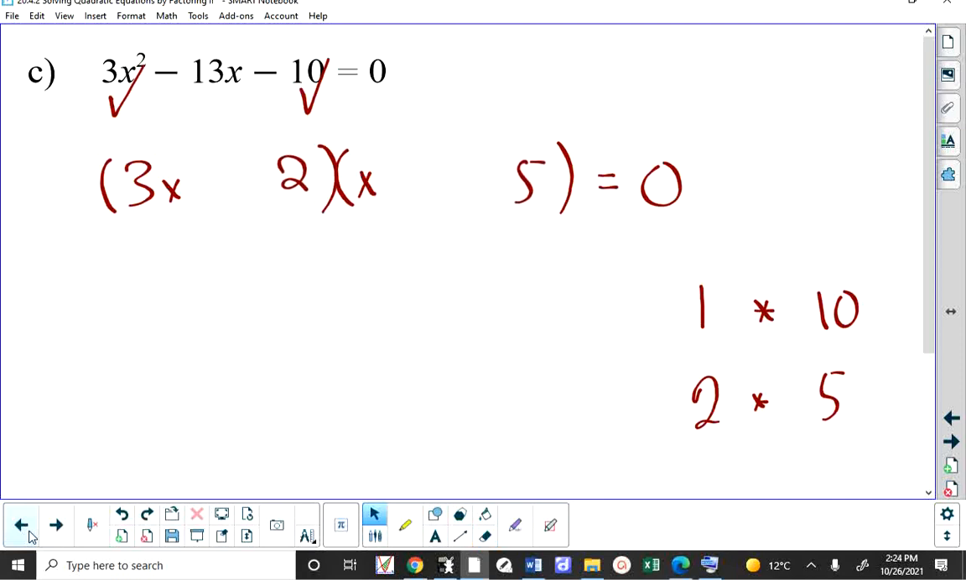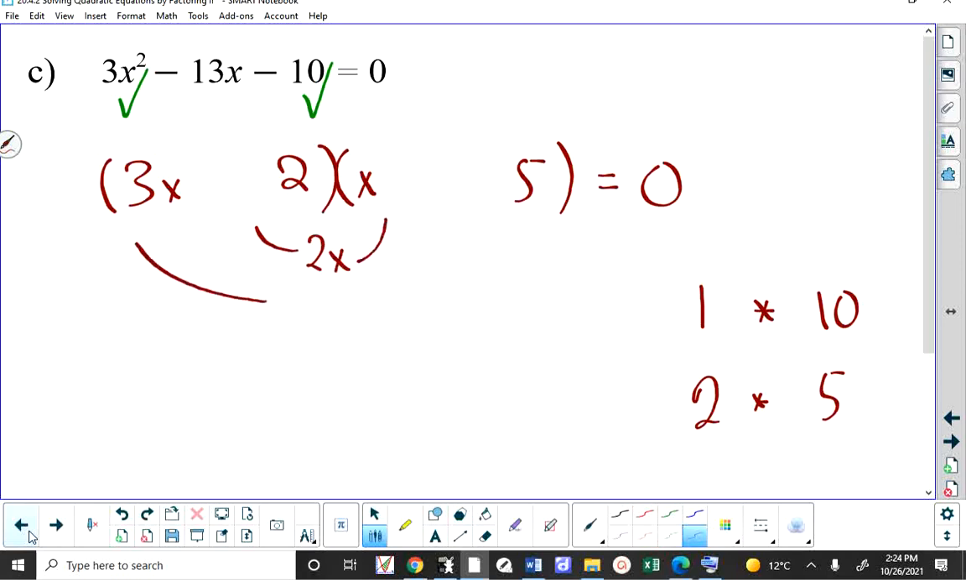Now, again, I know that we don't have to do this. If you followed along carefully, there's no need for us to say, does 3x times x give us 3x squared? Of course it does. That's why we wrote them there. But I'm going to say it anyway. Does the 2 times the 5 give us 10? Absolutely. What about my inner, which is 2x, and my outer, which is 15x?